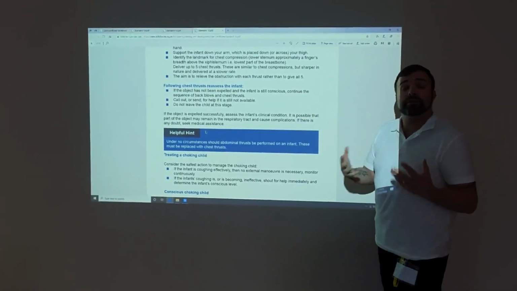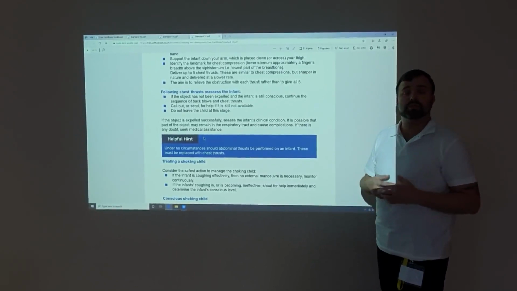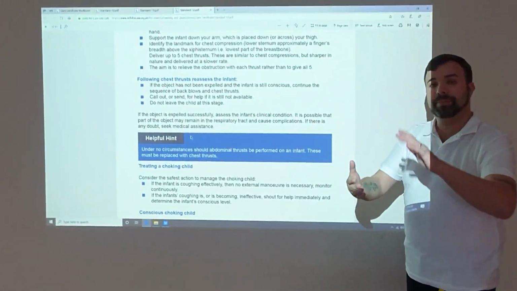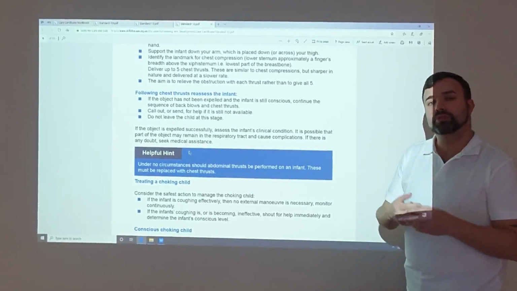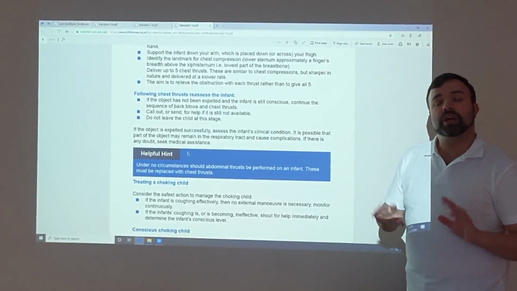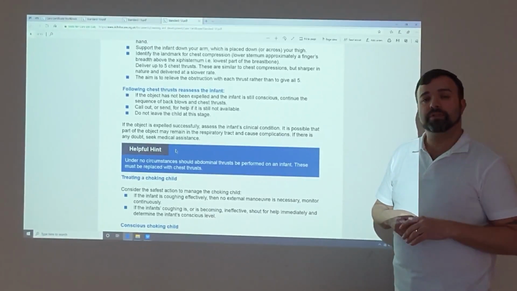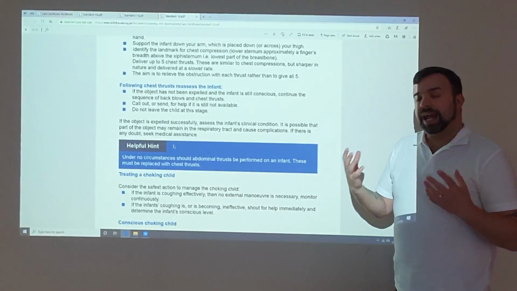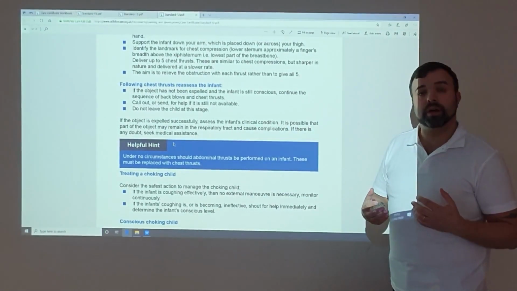So hopefully by following those processes of asking the child or the adult to cough, doing the back slaps, or performing the abdominal thrust, you'll clear the obstruction. There is a chance that you may not clear it, and again, you're going to have to be ready to perform CPR. Now, let's talk about some of the practicalities of once you've performed that abdominal thrust.